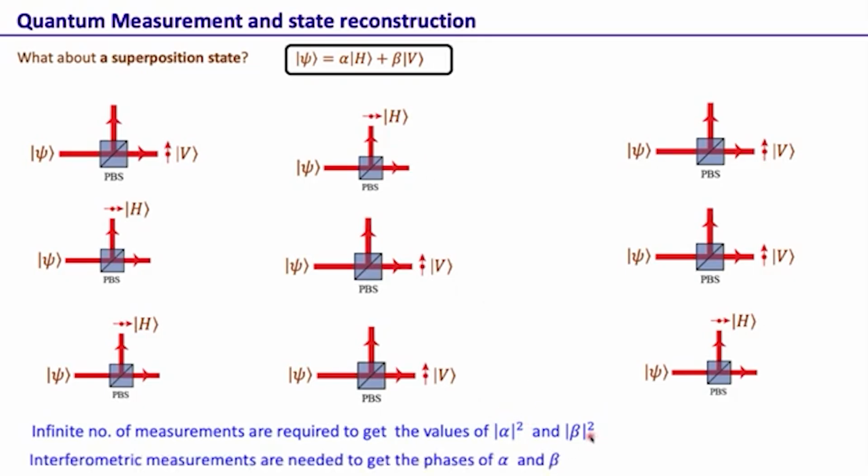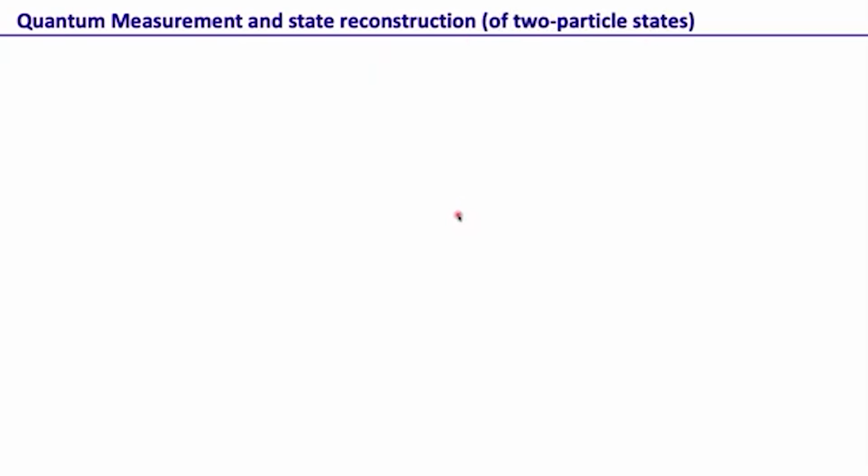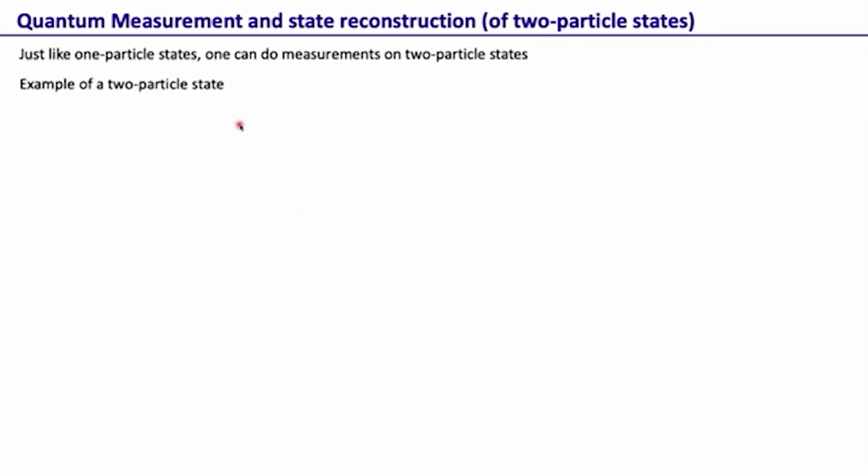But this still doesn't yield the phase that is associated with alpha. This just gives the amplitude. In order to get the phases associated with alpha and beta, one actually has to do interferometric measurements. So if it's a superposition state, one essentially requires an infinite number of measurements in order to reconstruct the quantum state. Okay, so now we go to quantum measurement and state reconstruction for a two-particle state. Again, just like a one-particle state, one can do measurement of a two-particle state.